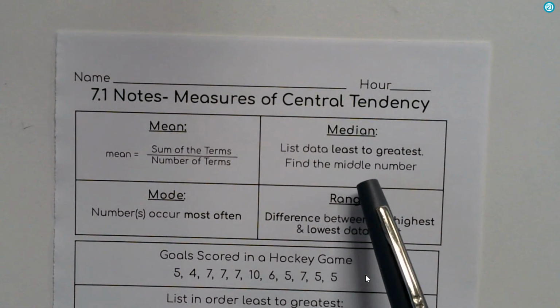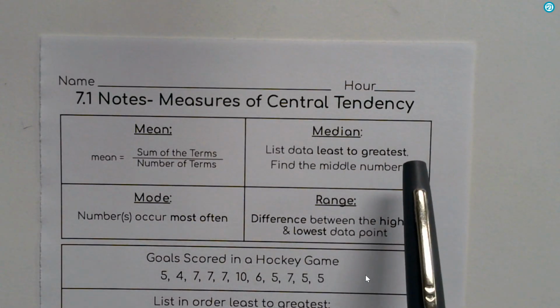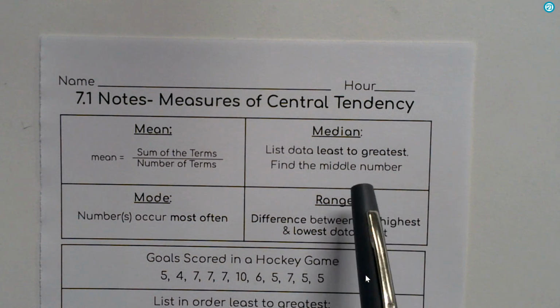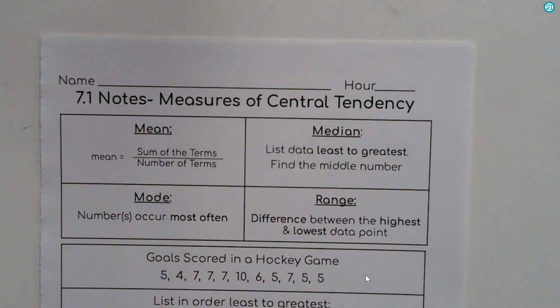Median is your middle number. So you list the data from least to greatest, and then you find the middle number. And then mode is the number that occurs the most often. There's an S in parentheses because sometimes you'll have a tie. If you have a tie, just list them both. Sometimes you will also have no mode. If every number only shows up one time, you don't have a mode.